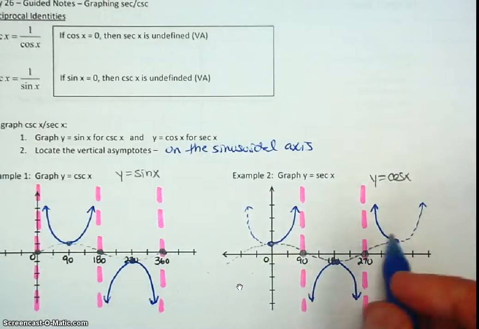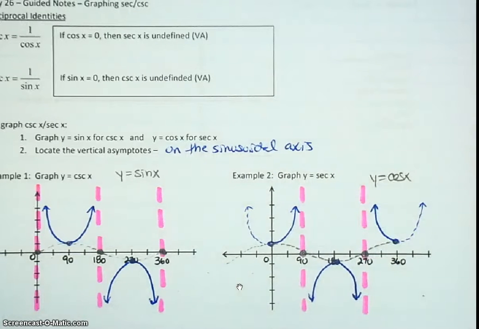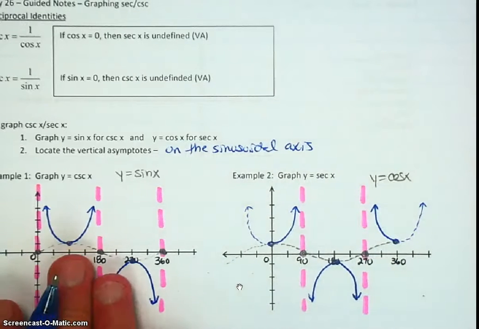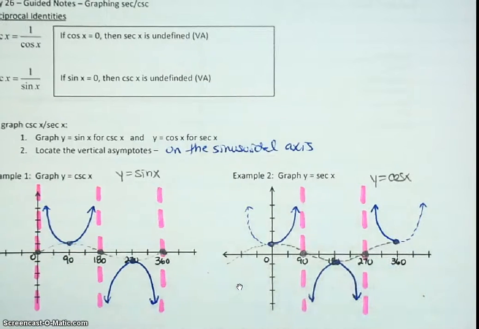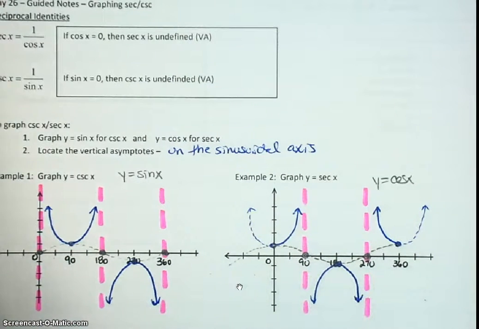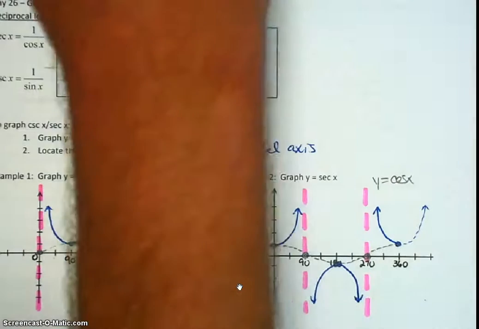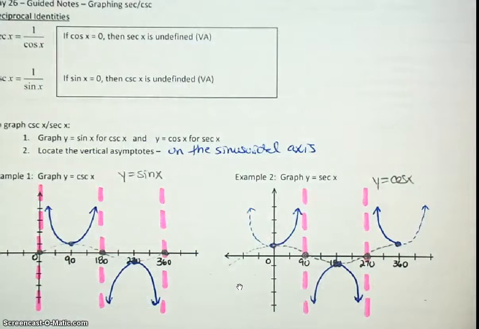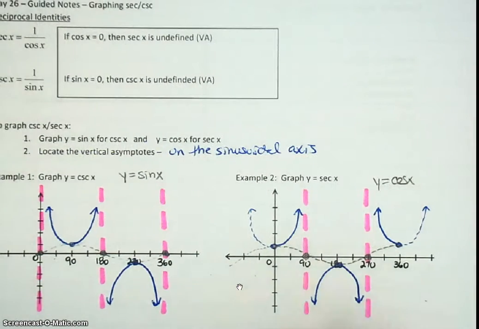Okay, so that is what a secant graph will look like. So this is what your cosecant graphs look like. This is what a secant graph looks like. So let's just take a look at an example here, and I'm going to go through it with you, and then I'll do another example in class with you tomorrow. Okay, but now you got the basic idea.